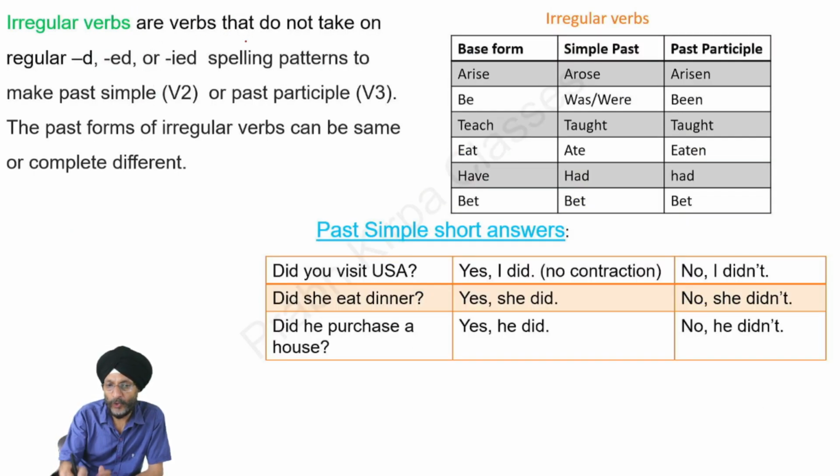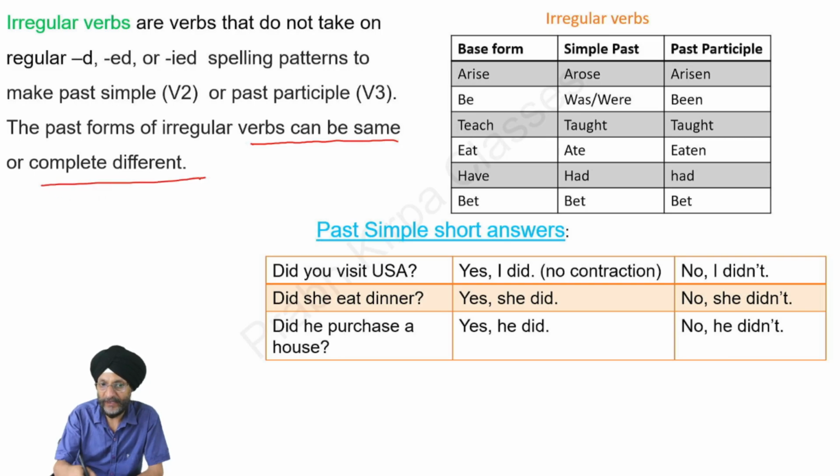Irregular verbs are those verbs which do not follow the previous set of rules which we have discussed. That is, we do not add d, ed or ied so that they may become simple past or past participle. The past forms of the irregular verbs can be the same or may be completely different.